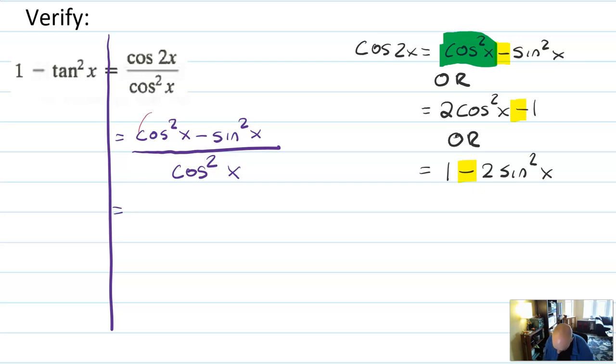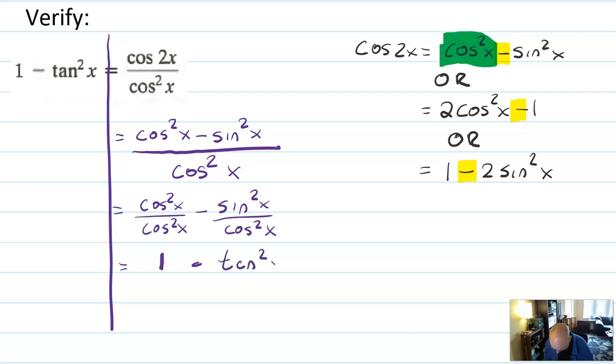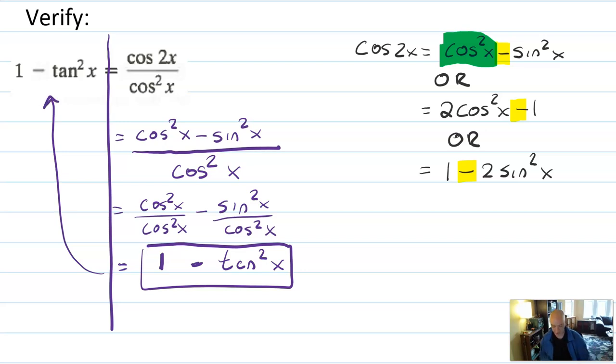Okay, so now we have a fraction with a single denominator, which means we can break up that fraction. And that means this will be equivalent to cosine squared x minus sine squared x over cosine squared x. And that's going to be equivalent to 1 minus tangent squared of x, which was my goal. So this identity is also verified.